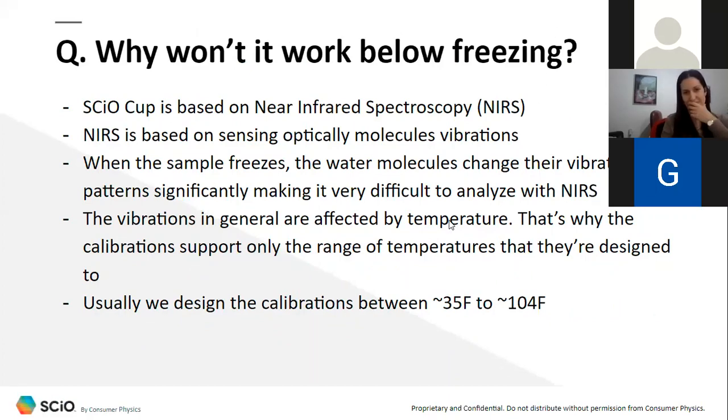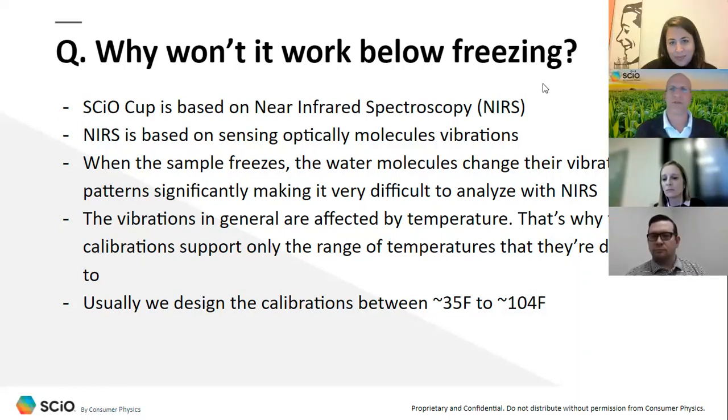The next question was, why won't it work in a temperature below freezing? That's a very good question. Let me touch on that in a broader sense. Near infrared spectroscopy is sensitive to the sample's temperature. If the temperature of the sample, in this case the forage, changes, it will change the spectrum coming out of the sample, whether you go up or down in temperature.